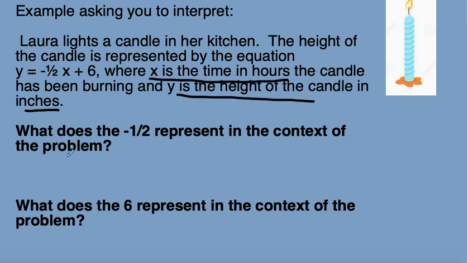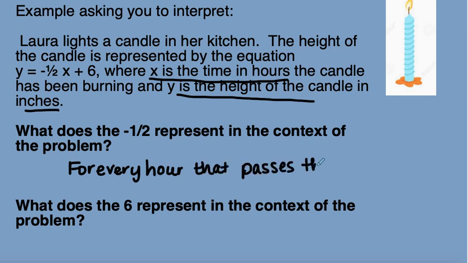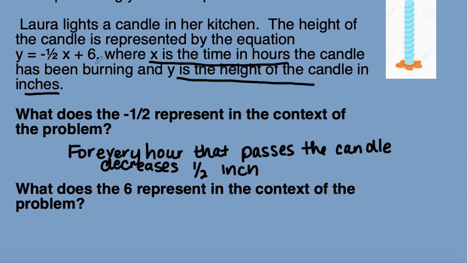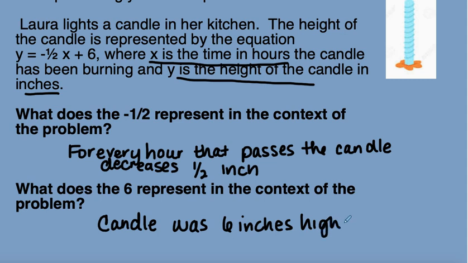So again, it's the rate of change. So for every hour that passes, the candle decreases 1/2 inch. Does that make sense? Is that the changing value? Yeah, it's going down 1/2 inch every hour. What does the 6 represent in the context of the problem? Well, this is y equals mx plus b, so that would be my starting amount. So the original height, the candle was 6 inches high when it was lit.